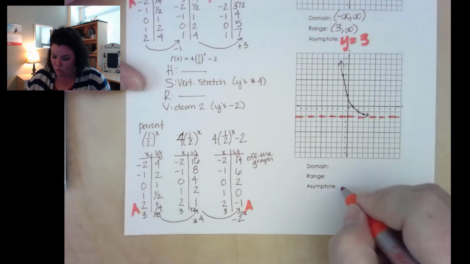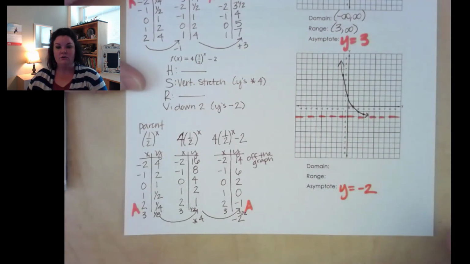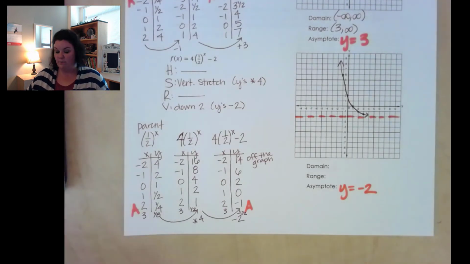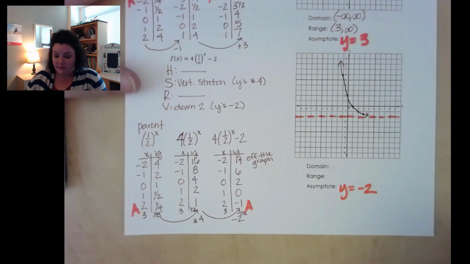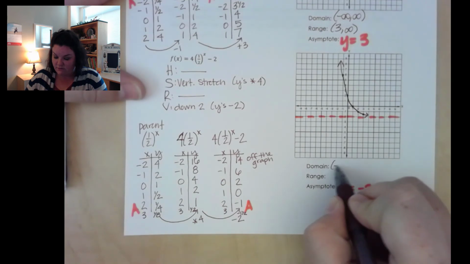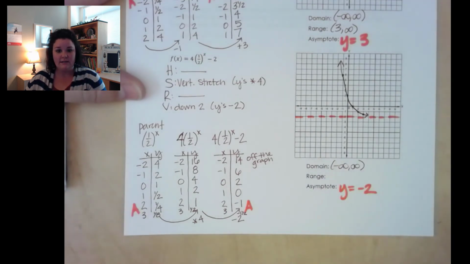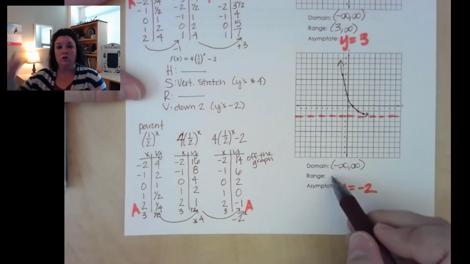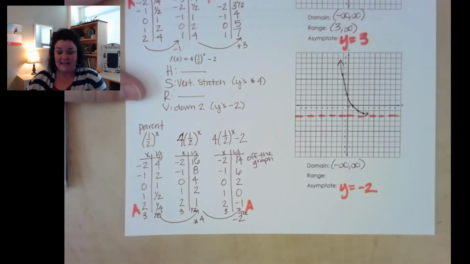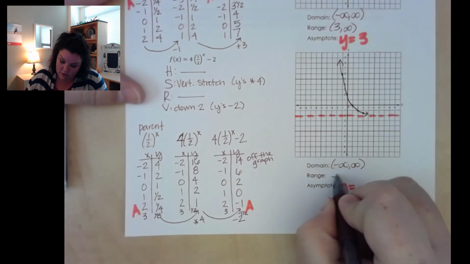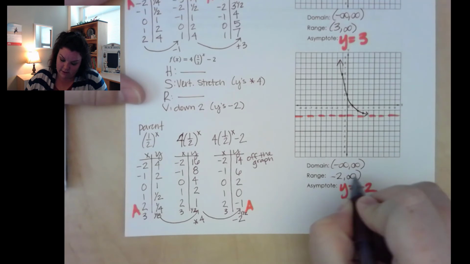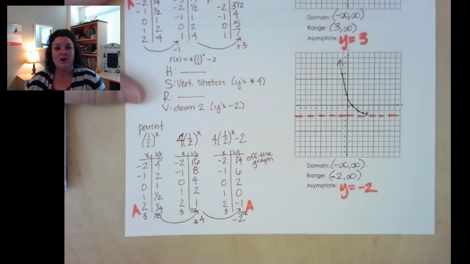So we're going to write that as y equals -2. Then we're going to list our domain, which we know for all exponentials is -infinity to infinity because it's going to keep going left and right. And our range is our lowest y value, which in this case is now -2 up to infinity. And we use parentheses because it cannot equal -2.